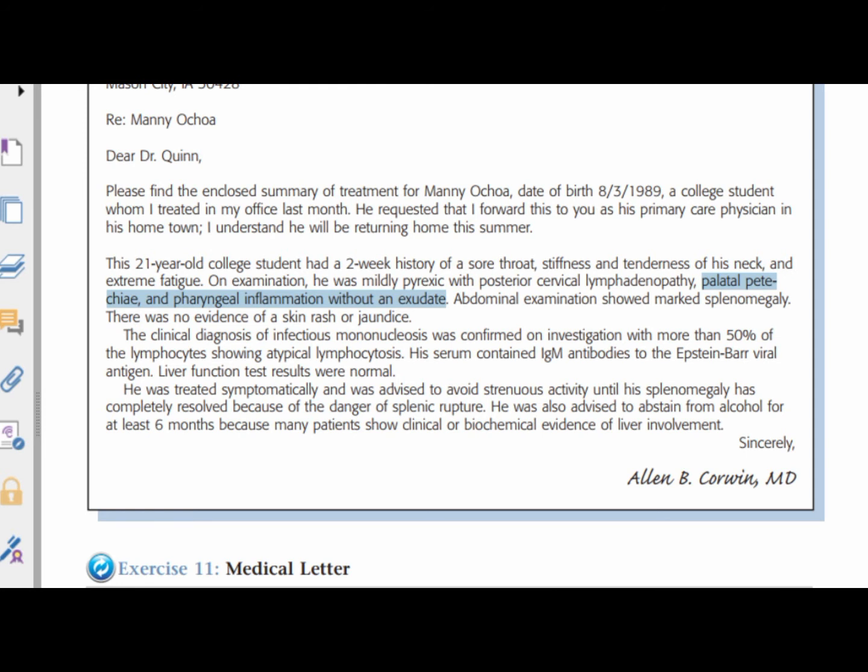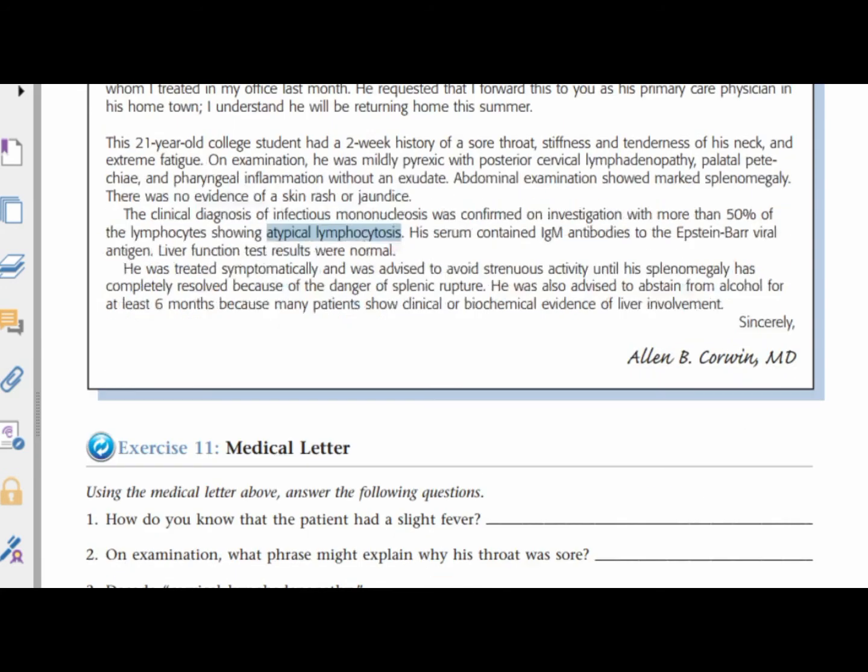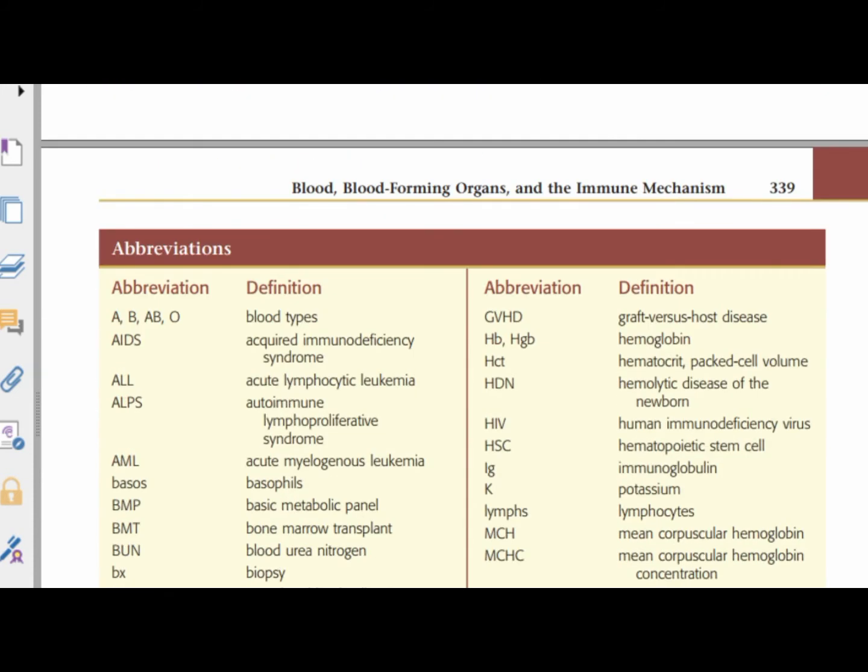So, how do you know that the patient's spleen was enlarged? Okay, na naman. Kani mark splenomegaly. Megaly means enlargement of the spleen. What term tells the test's result showed increase in number of lymphocytes? Ano ito siya? Atypical lymphocytosis. Okay?